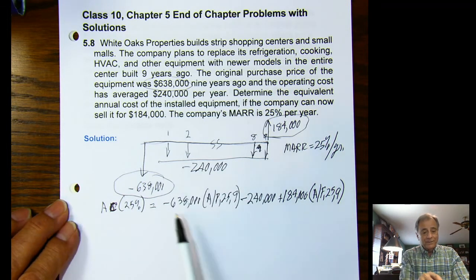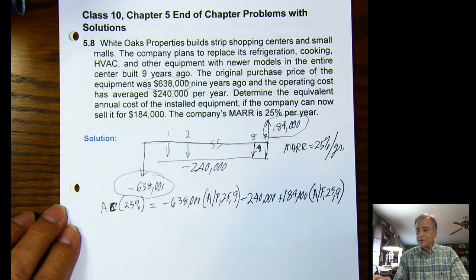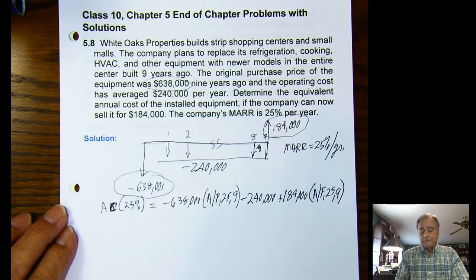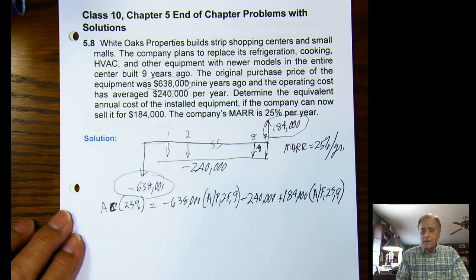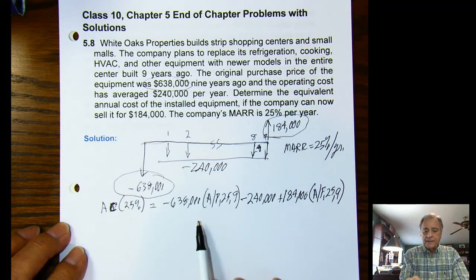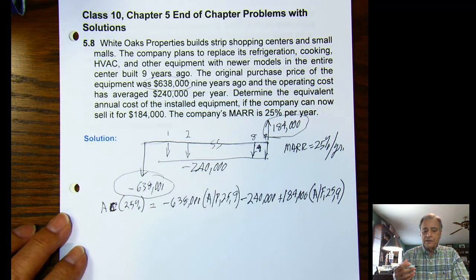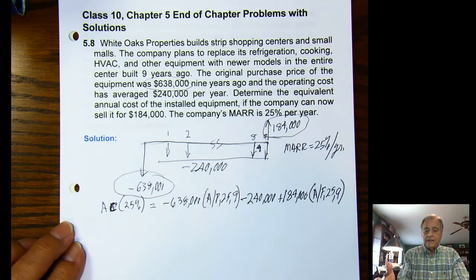I'm sorry, the uniform equivalent of this series. And I'm going to then break this down for a minute, because in this chapter the author talks about the annual cost of capital recovery and the annual cost of operations.